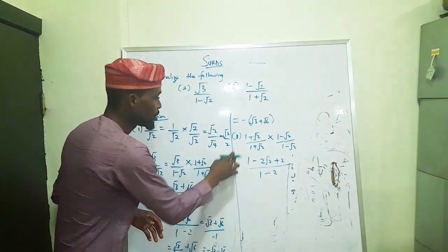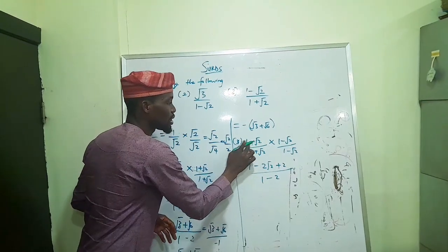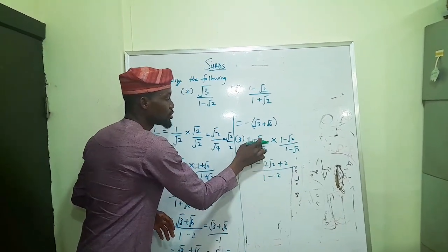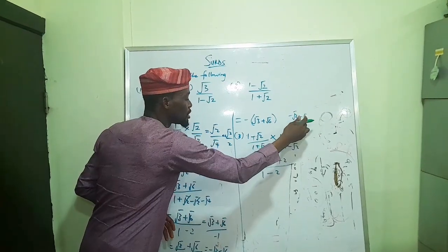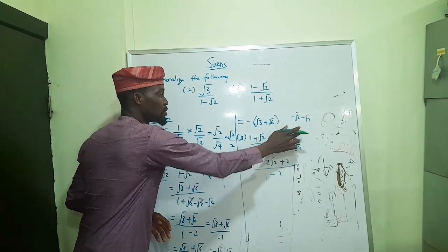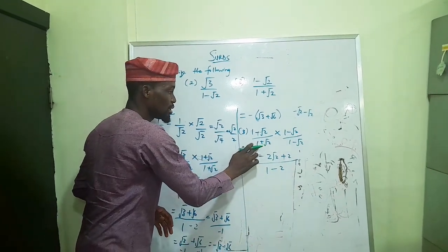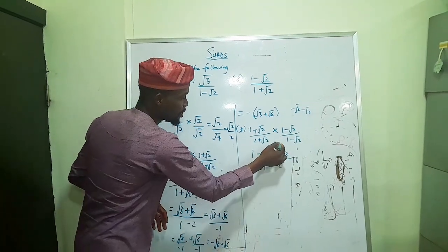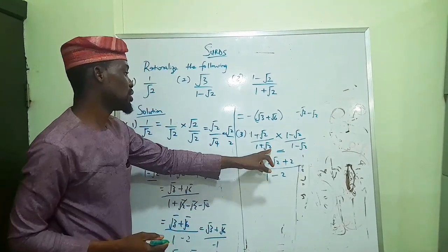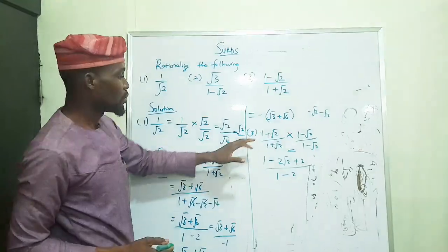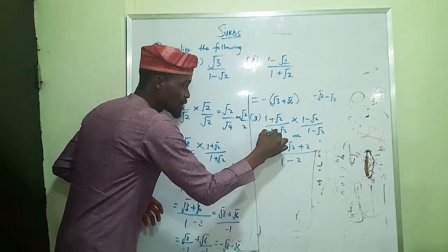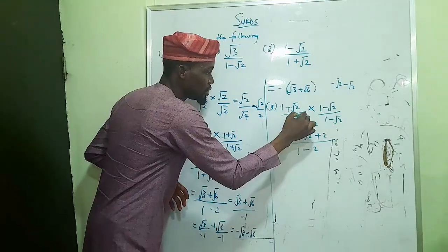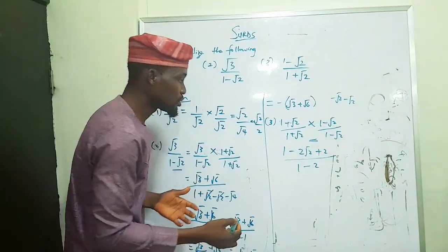I got that? 1 times 1 is 1. 1 times minus root 2 is minus root 2. Minus root 2 times 1 is what? Minus root 2. Minus root 2 minus root 2 is minus 2 root 2. Then root 2 times root 2 is what? Is 2 over this minus this. Why? Because for denominators of your SURD, when you multiply, most times you end up at this squared minus this squared, however you want to put it.